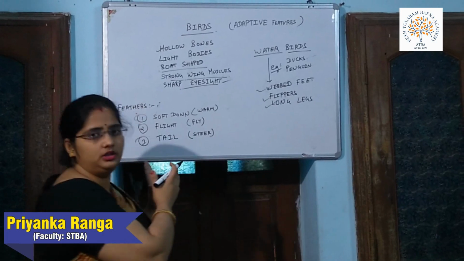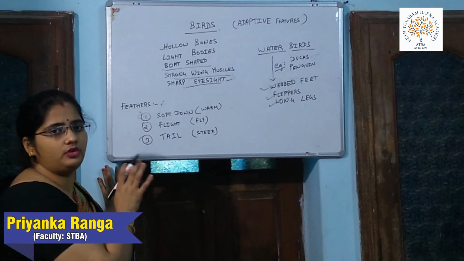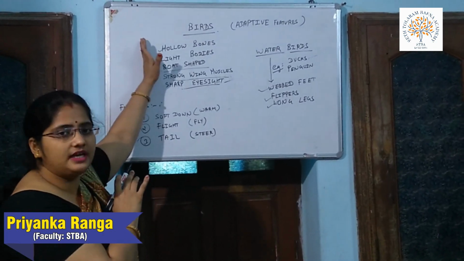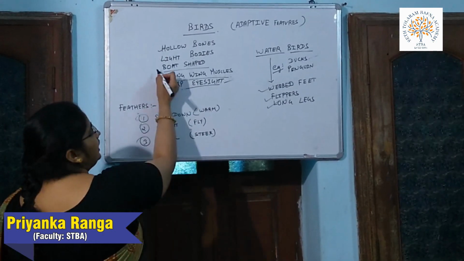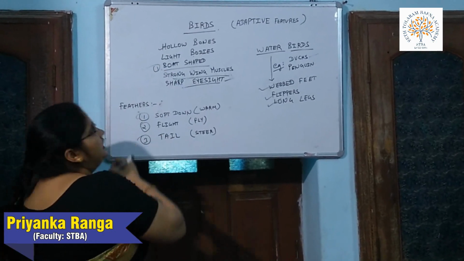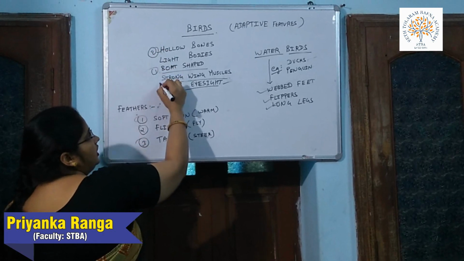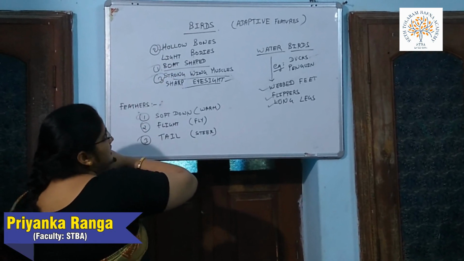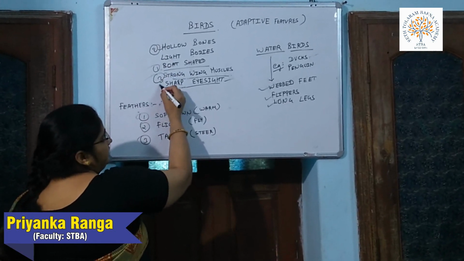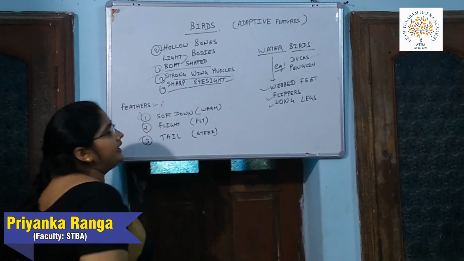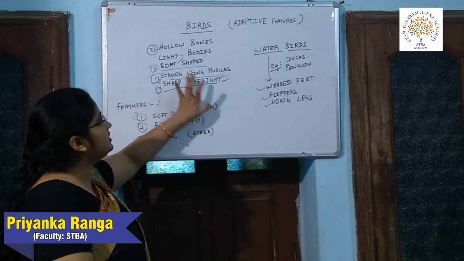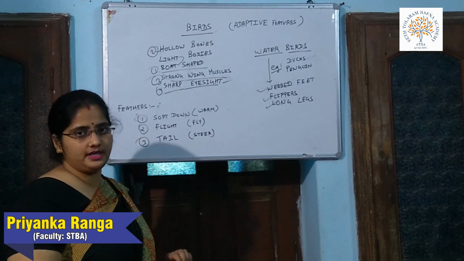Now move back to the birds who do not live in water. The birds have the adaptive features: a light boat-shaped body, hollow bones, strong wing muscles and sharp eyesight.